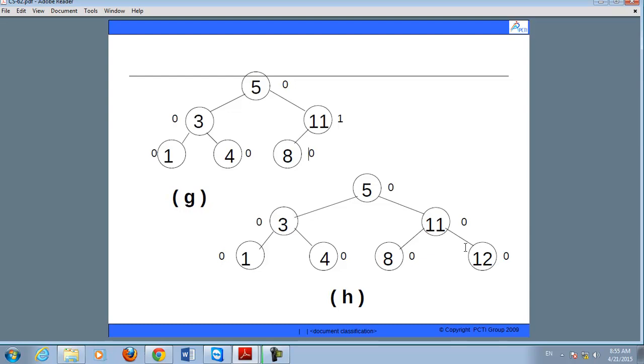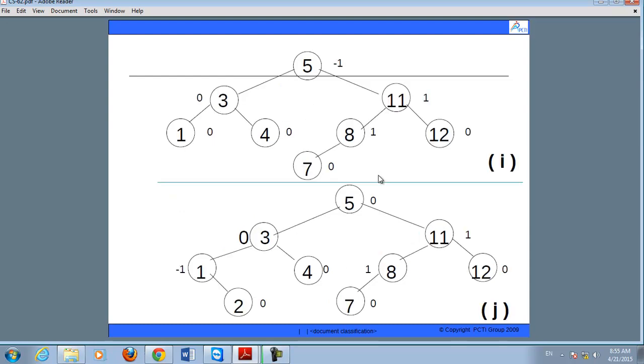In the next step you have to insert 12. 12 is greater than 5, it means it comes at the right side of the 5. Now 12 is greater than 11 also, it means it comes at the right side of 11. After insertion of the element, that is 12, again the balancing factor of all the nodes is calculated. If the balancing factor is 0, 1, minus 1, it means the tree is a balanced tree.